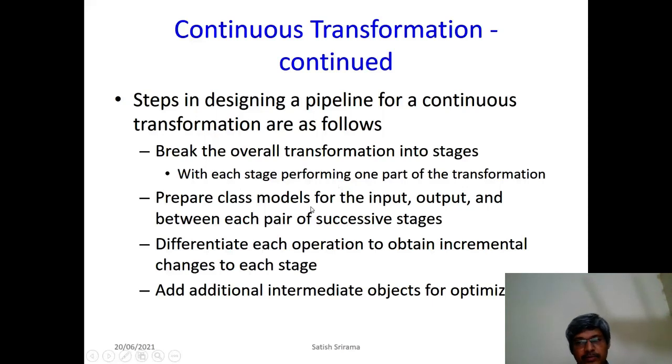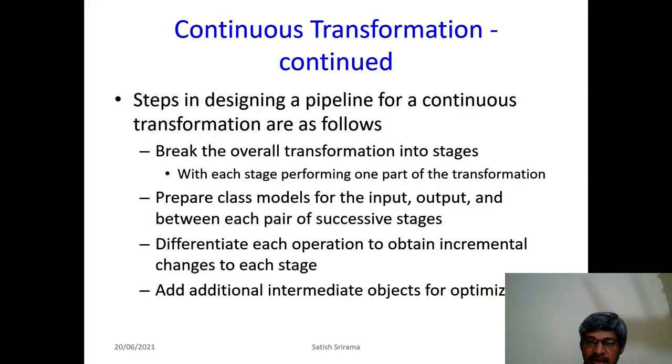Prepare class models for the input, output, and between each pair of successive stages. So these two are perfectly the same for both. Then you have to differentiate each operation to obtain incremental changes to each stage. Say, every time there are incremental changes coming. If it is a batch transformation, it is complete processing you are doing. But for optimization's sake, you are not doing the complete transformation or operation every time; you are having incremental changes.